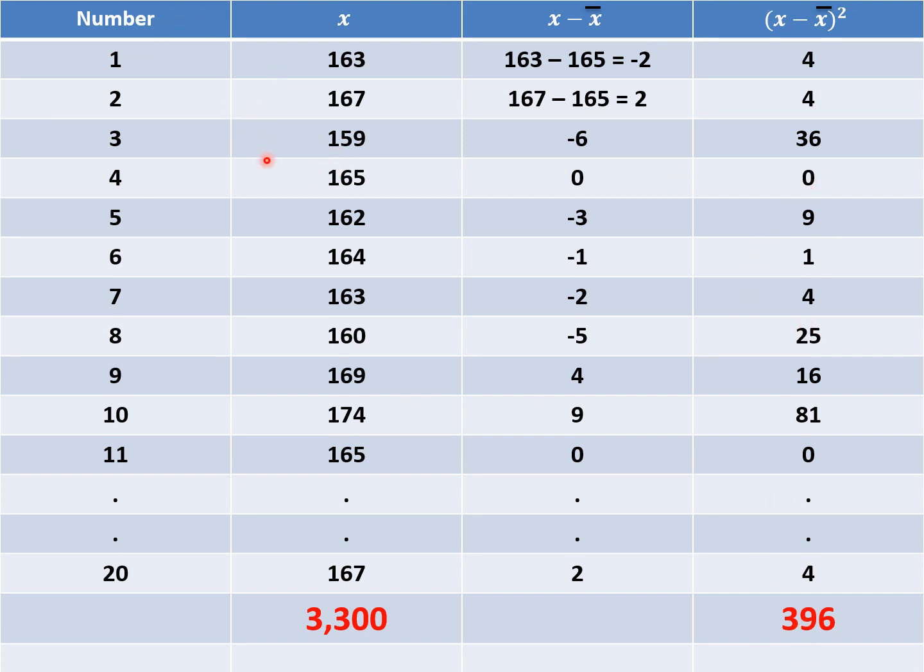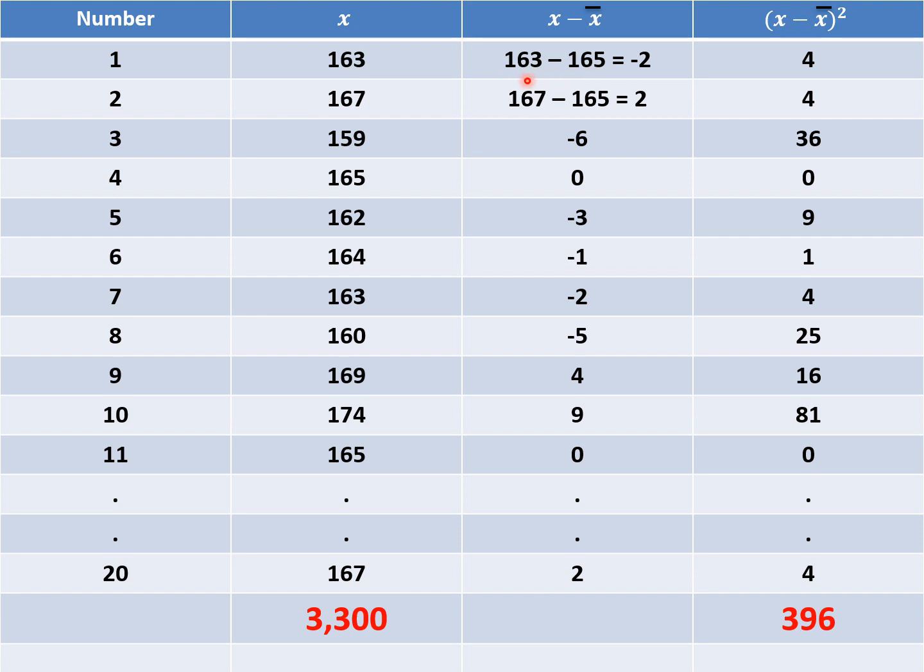Okay, ginawa na natin to before. So, just list down all the given x values. Then, sum it up. And then, makukuha natin 3,300. Dito naman, we have x value minus sample mean. So, para makuha yung sample mean na 165, we have 3,300 divided by 20, yung sample size natin. Ang makukuha natin is 165. Kaya meron tayo 165 dito.